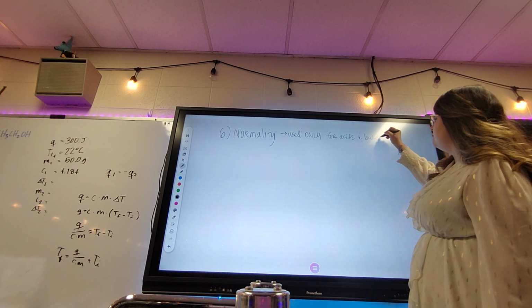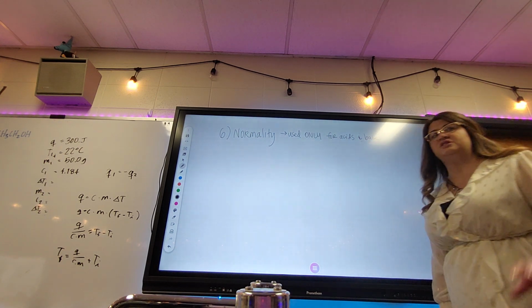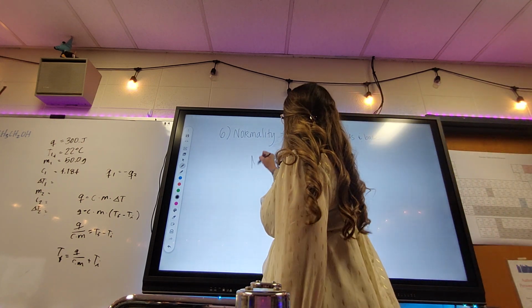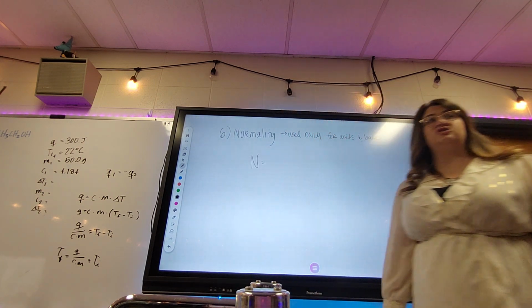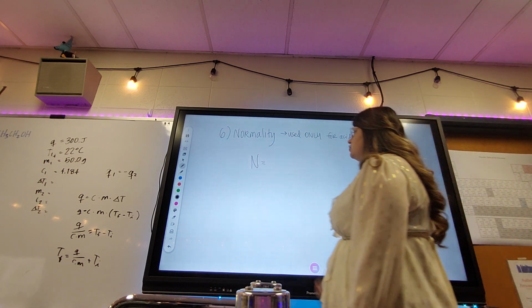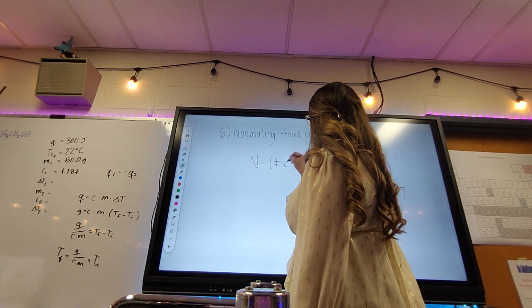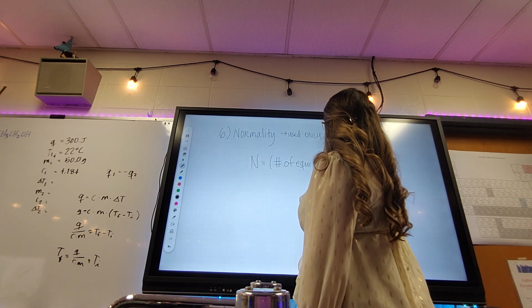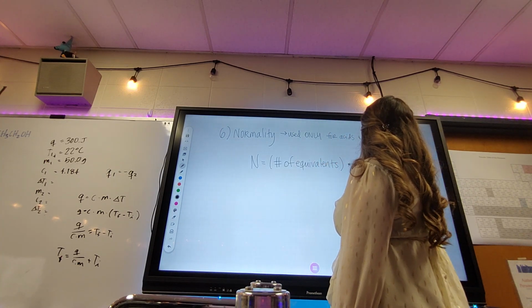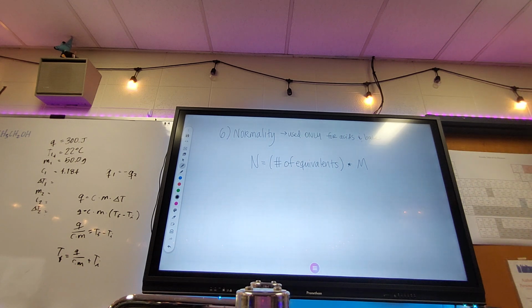Now, we've used it before, but we used it in a way where we just didn't know what it was. So normality is actually probably the simplest of the formulas, but you have to know what these words mean. Ladies. So your formula sheet says number of equivalents times molarity. Okay, well, we know about molarity already, so we're fine with that. But what is an equivalent?